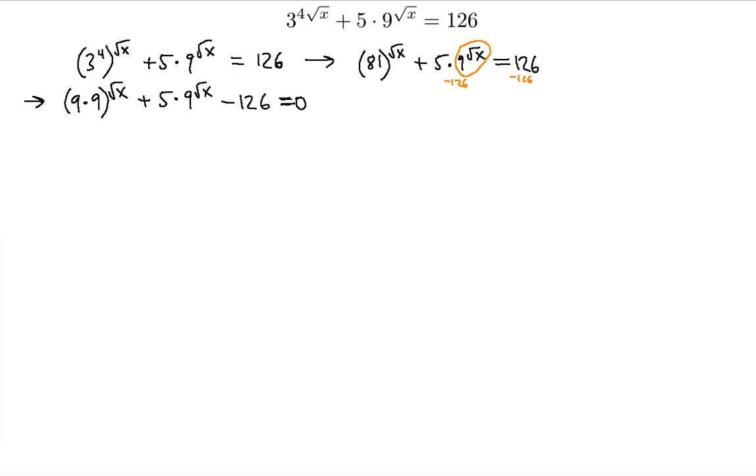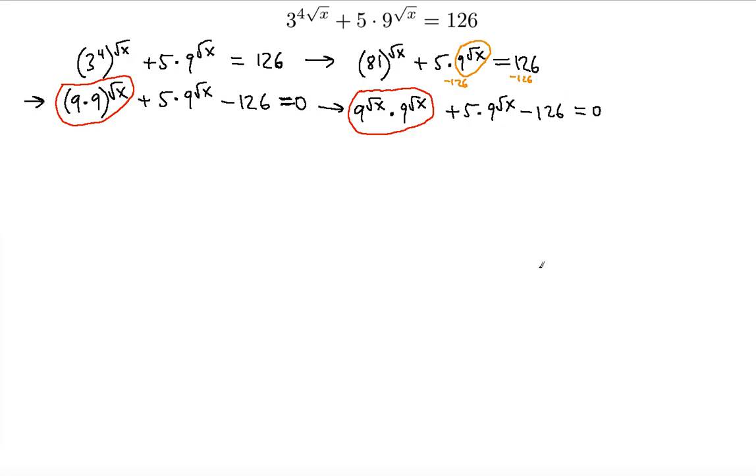So now, as you can see, 9 times 9 raised to the square root of x, again, another law of exponents allows us to assign the exponent of square root of x to each of the bases, right? So 9 to the square root of x times 9 to the square root of x. This is how this splits into this, using the laws of exponents. Now, plus 5 times 9 to the square root of x minus 126 is equal to 0.